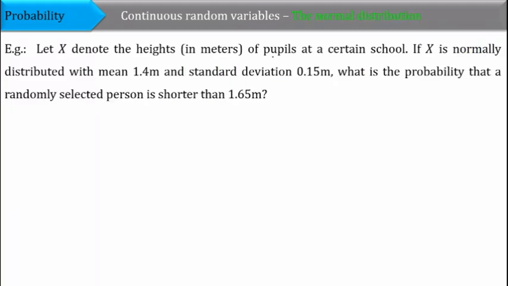Let x denote the heights in meters of pupils at a certain school. X is still normally distributed with a mean of 1.4 meters and a standard deviation of 0.15. What is the probability that a randomly selected person is shorter than 1.65 meters?